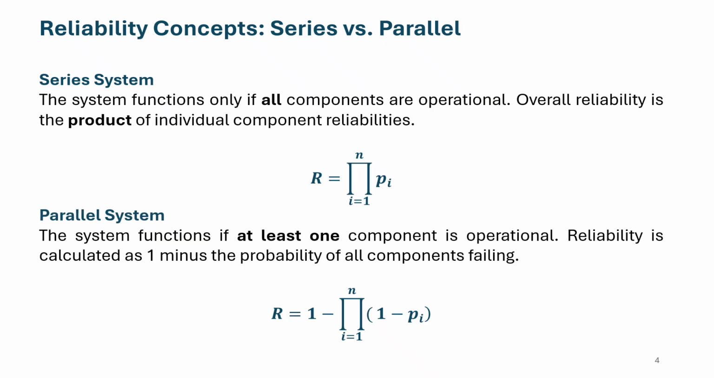Next, we have the parallel system. A parallel system functions if at least one component is operational. In this case, the reliability is calculated as 1 minus the probability of all components failing. This is represented by a formula that states, the overall reliability R is equal to 1 minus the product of terms, where each term is 1 minus Pi, for all components i from 1 to n. Here, each term of 1 minus Pi represents the failure probability of each component. So, we multiply all the individual failure probabilities together, and then subtract that result from 1.